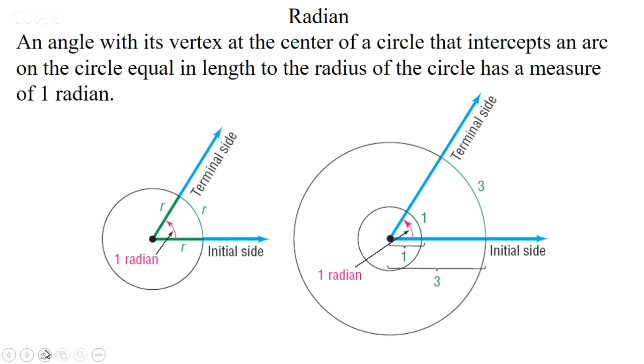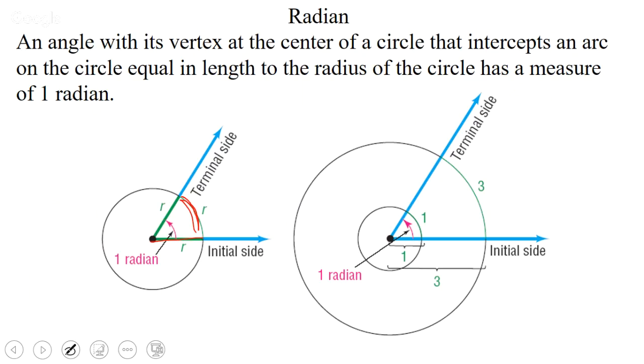Radian measure. Radian measure is another way to measure angles. We have degrees, and you're familiar with degrees. You've seen them before, but we also have radian measure. Radian measure is a little bit different. Radian measure has to do with the length of the radius and the length of what's called the arc. Okay, it's part of that circumference.